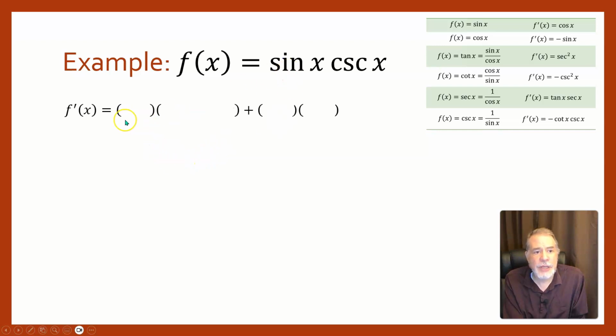So we take the first thing, sine x, times the derivative of the second thing, and the derivative of cosecant x would be negative cotangent x times cosecant x, plus, now we've got the second thing its own self, cosecant x, times the derivative of the first thing. The derivative of sine x is cosine x.